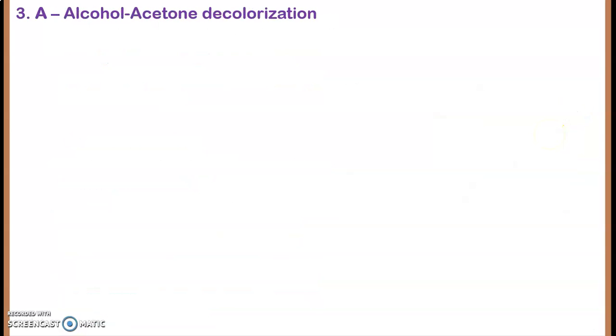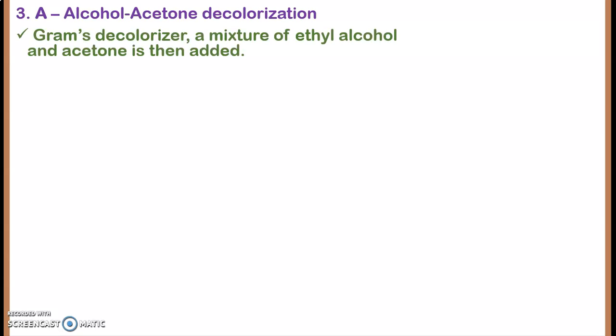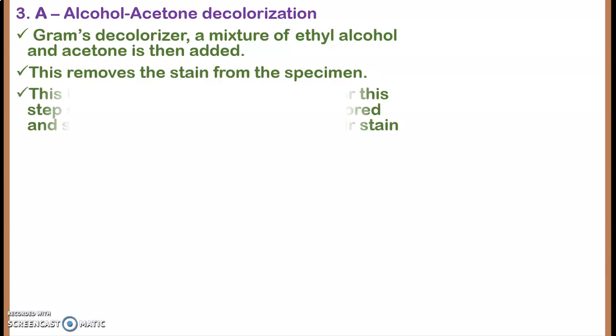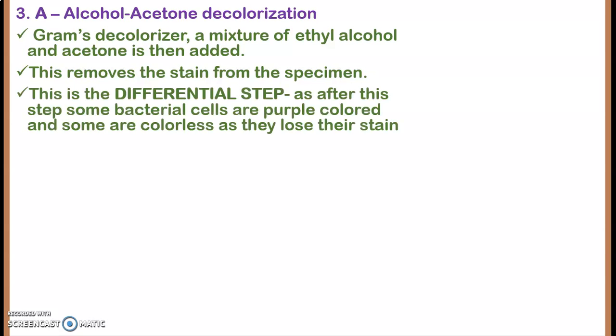A is for alcohol acetone decolorization. Gram's decolorizer is a mixture of ethyl alcohol and acetone. It is then added upon the specimen. This removes the stain from the specimen. So this is done to remove the stain. This is the differential step.